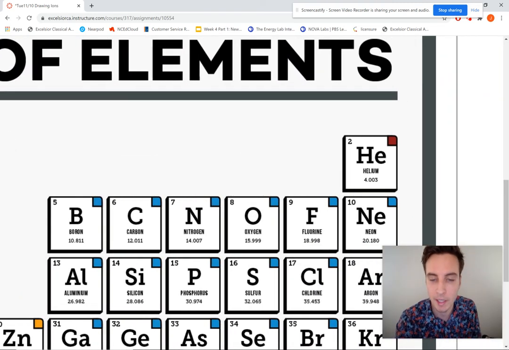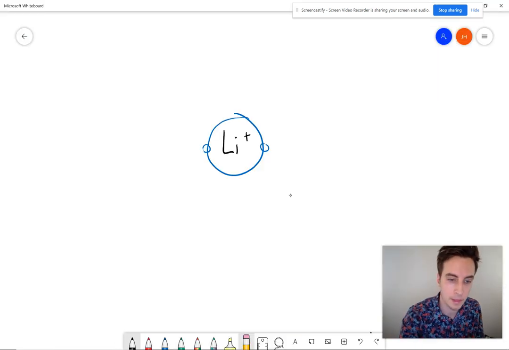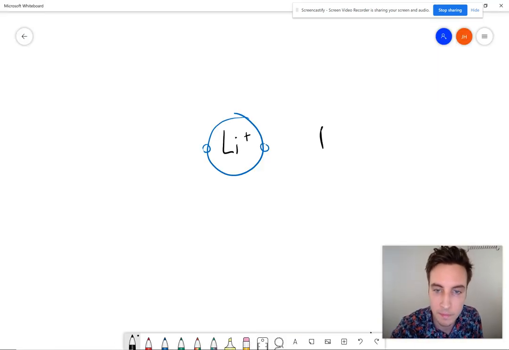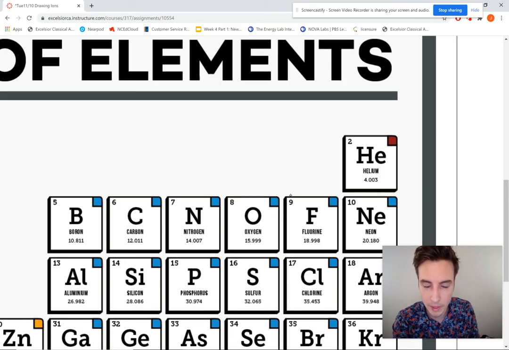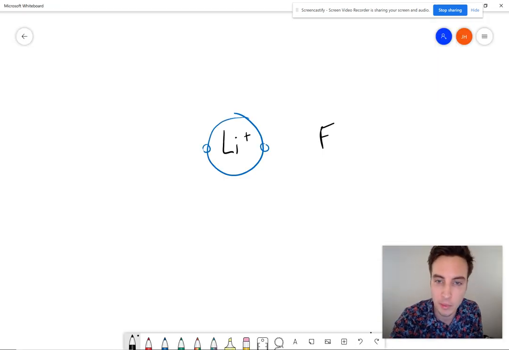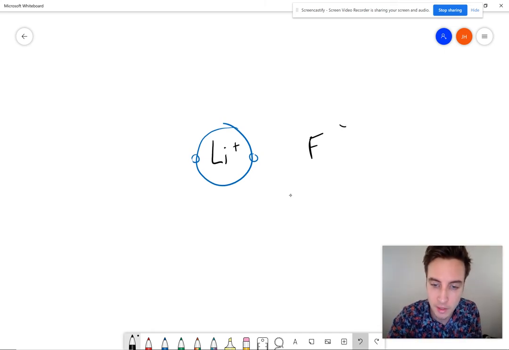But fluorine has atomic number 9. So let's draw F for fluorine. And fluorine is going to want to have its outer shell filled, which means it's going to want to get one more electron on its own. So fluorine is going to try to become a negative ion, or F negative. So let's write F negative. You'll see in the video that it'll say F negative instead of Br negative.